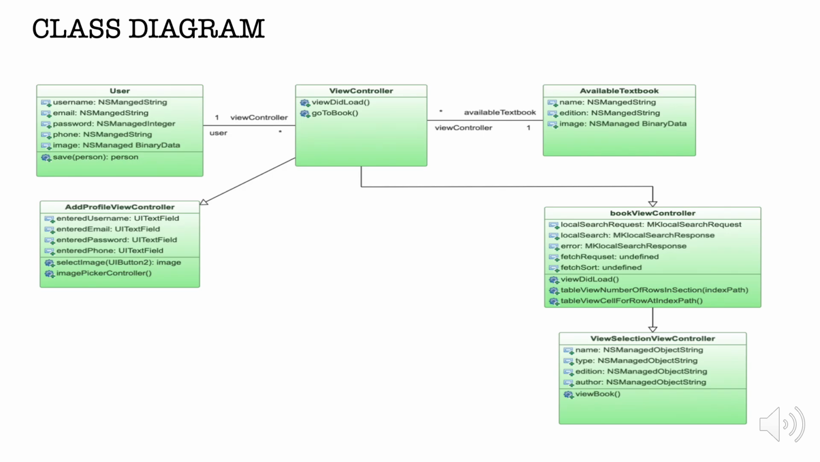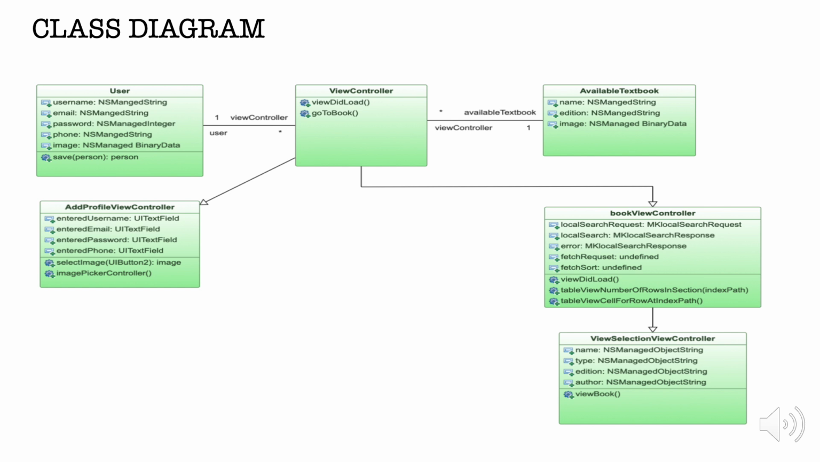Okay, this is my class diagram. There's the main view controller where you could first off add a profile. When you add a profile, they ask you for a username, an email, a password, a phone, and an image. That image would be a profile picture, and you can save it. And from there on your profile, you could like textbooks. You could add favorite books.